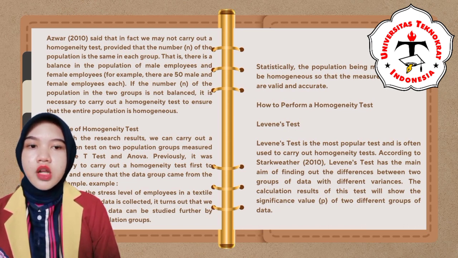How to perform a homogeneity test? Levene test. Levene test is the most popular test and is often used to carry out homogeneity tests. According to Stricker-Weather, Levene test has the main aim of finding out the difference between two groups of data with different variance. The result of this test will show the significant value p of two different groups of data.